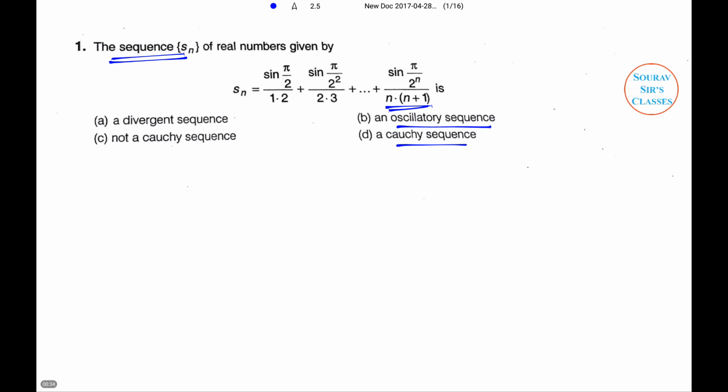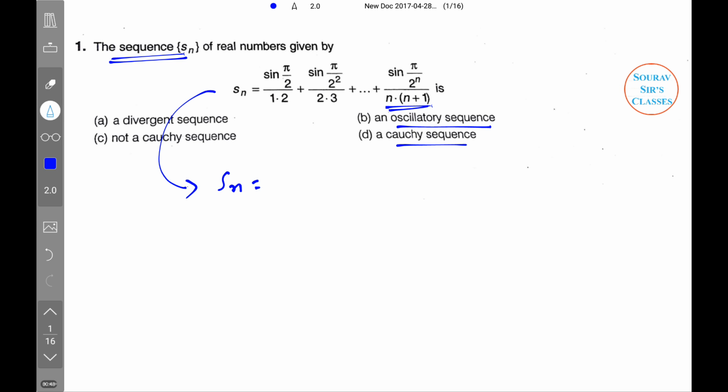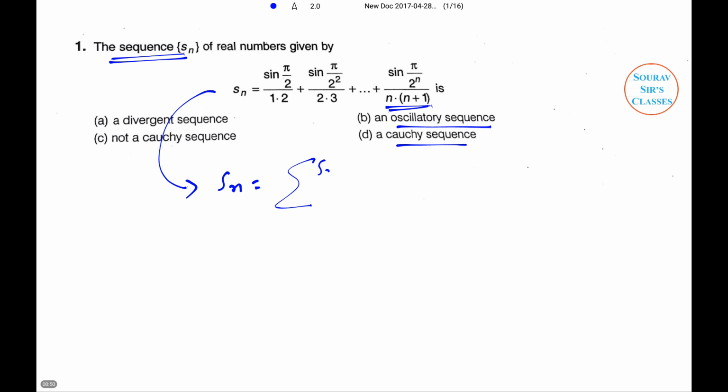In order to solve this question, we can proceed in the following way. First of all, we can write from this particular sequence that Sn equal to summation of sine of pi by 2 to the power n, and n into n plus 1. Simplify the last term, utilizing this last term, we can write it like this. So this is n equal to 1 to n. Okay, this is the basic structure.